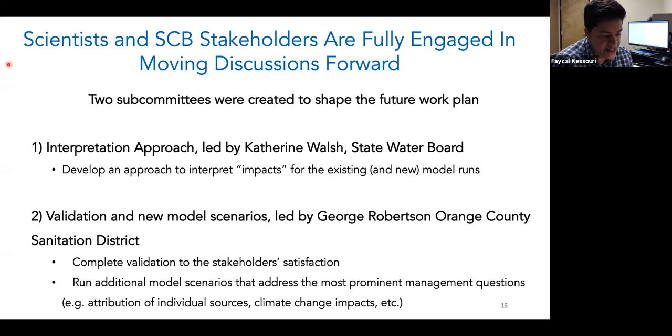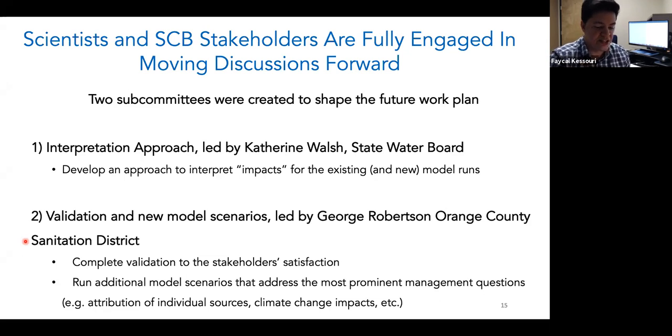The second subcommittee is focusing on validation. We are working with them to complete validation to their satisfaction, and we are also working with them to identify additional model scenarios. Some examples are written here. Some examples concern source attribution of the nutrients and also climate change impacts.